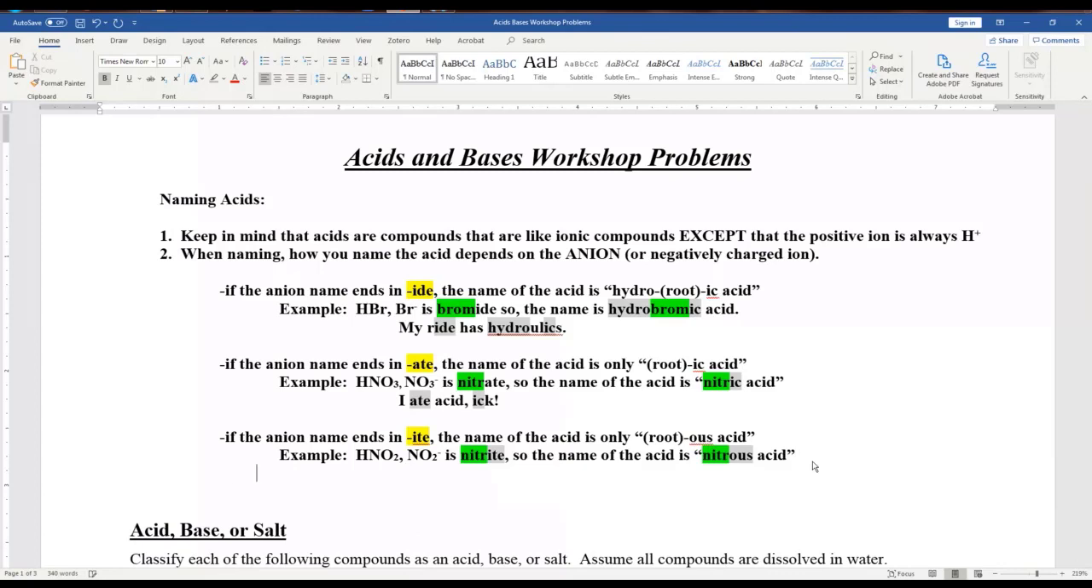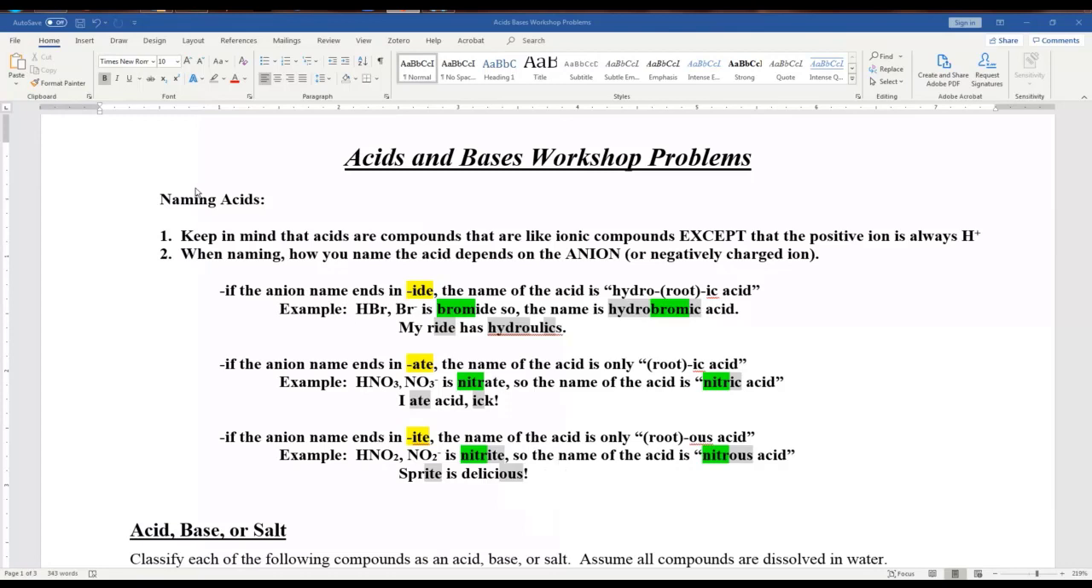And a fun way to remember that is: Sprite is delicious. Sprite is delicious. Termite is delicious. So ite becomes ous. Good deal. So these are just a couple of examples to show you how to name acids.